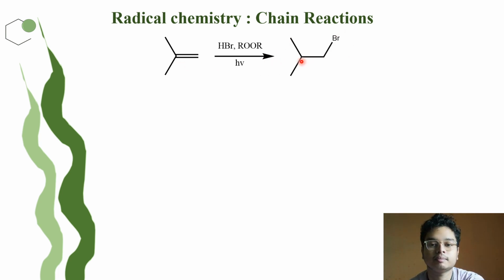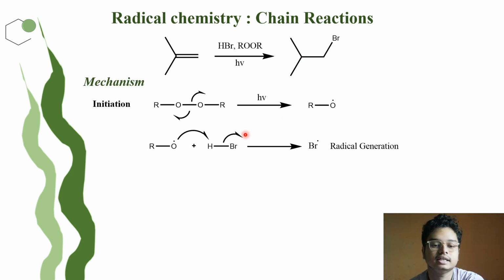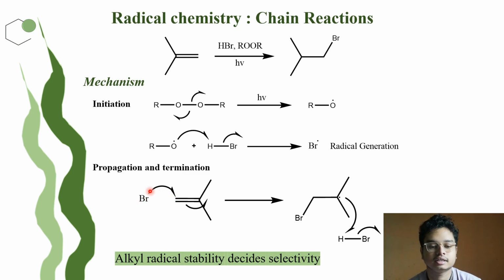Now, if we look at the mechanism of this reaction, initially this peroxide compound acts as an initiator, which photochemically dissociates to form the RO radical. This RO radical reacts with HBr to generate our targeting radical, the bromine radical. Now this bromine radical reacts; this is the propagation step. The bromine radical reacts here to generate a new radical, and this new radical again reacts with another HBr molecule present in the solution to generate this particular compound.